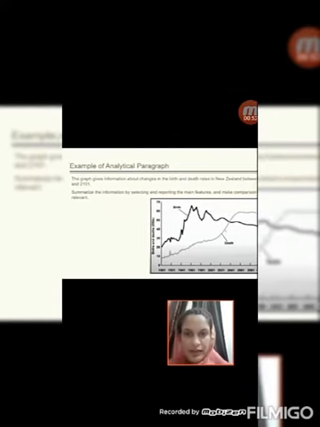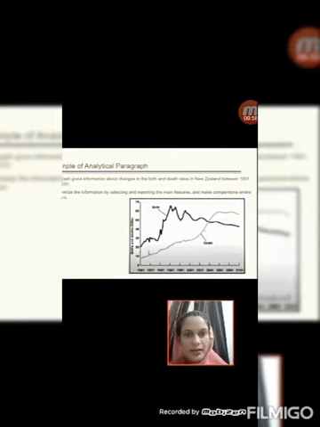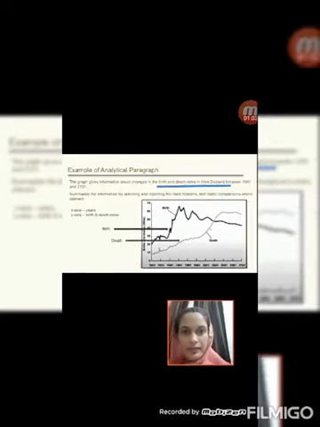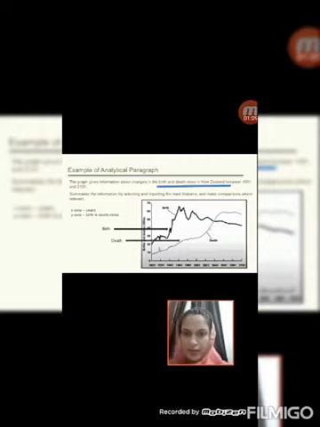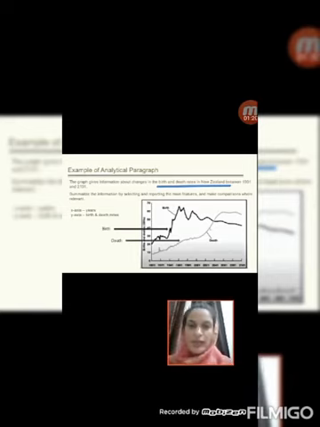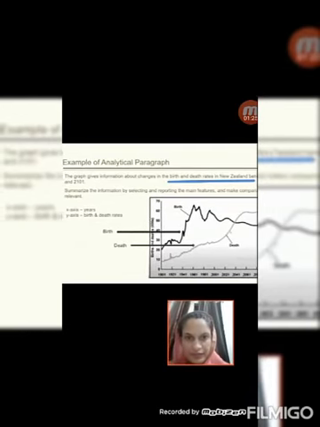Here see the question. The graph shows the information about changes in the birth and death rates in New Zealand between 1901 and 2001. First of all, we need to summarize the information by selecting and reporting the main features and make comparison where relevant. We can do comparison with the help of comparative and superlative degrees. So let's see the graph here.